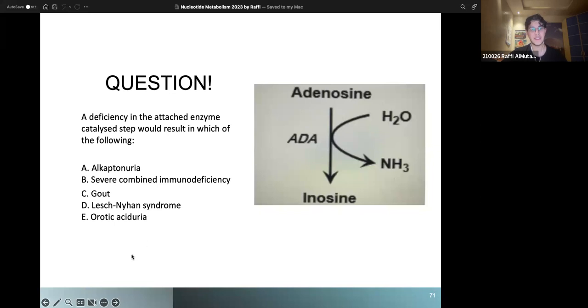Which enzyme deficiency causes Lesch-Nyhan syndrome? HGPRT, very good. HGPRT, which is involved in the salvage pathways, and the patients will have the symptoms of HGPRT deficiency. Characteristically, they will try to self-mutilate.